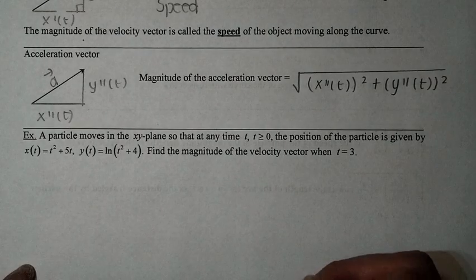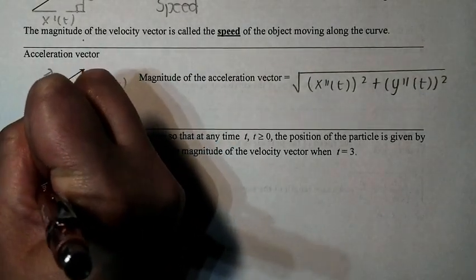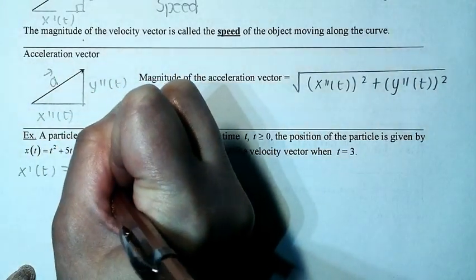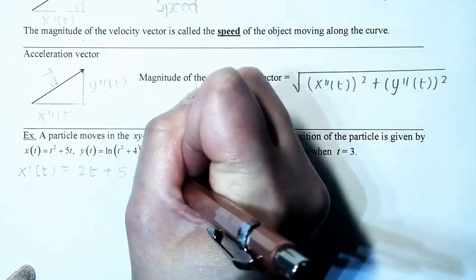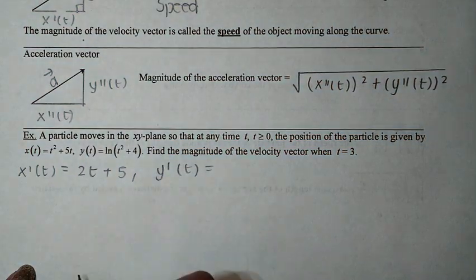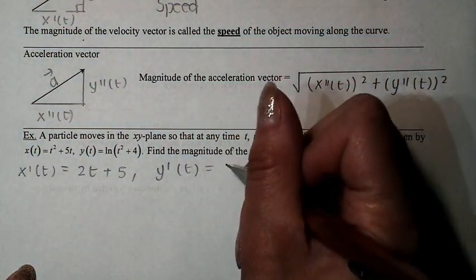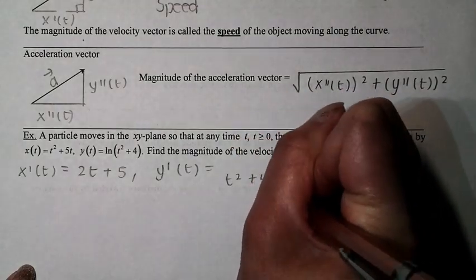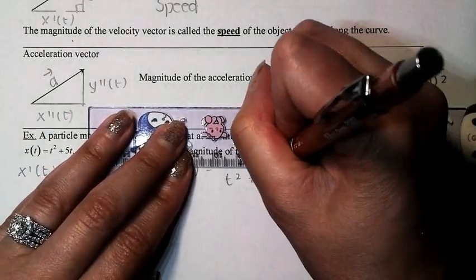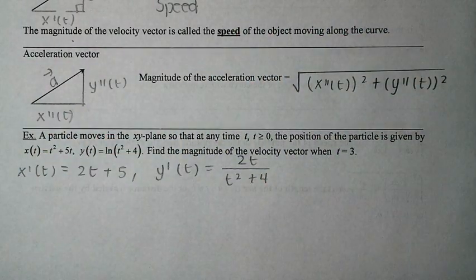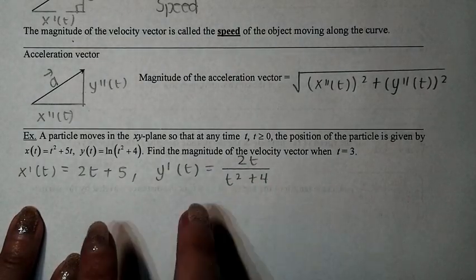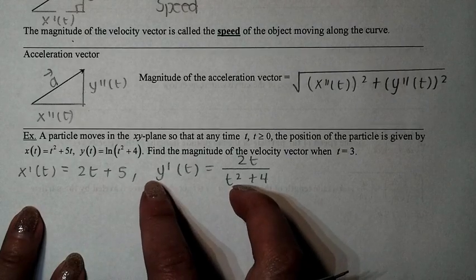For the velocity vector, I need to find the derivative of the x component, which is a polynomial, so it's going to be 2t plus 5. Then the derivative of the y component is going to be 1 over t squared plus 4 times 2t. As you can see, I just knew that from the chain rule, so I didn't even put the 1; I just did the multiplication there. Technically speaking, these are the two components of the velocity vector.